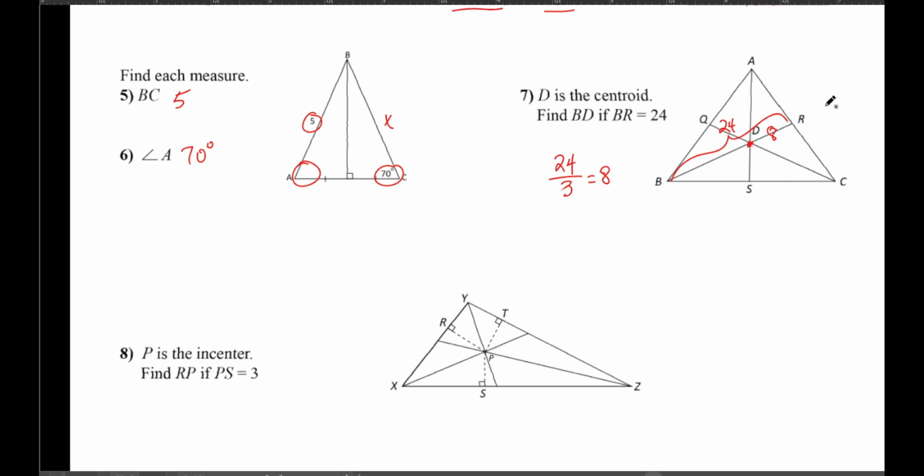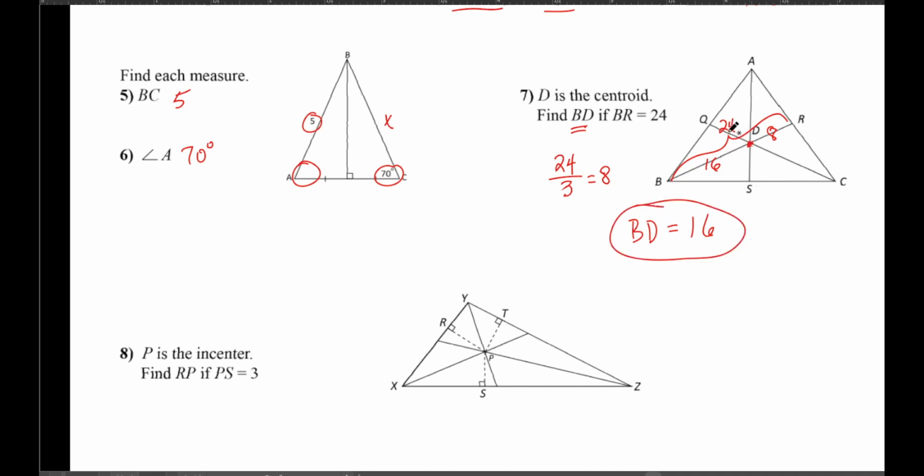Is that what they're asking for, though? No. They asked for BD, from here to here. So if I know the short part, what's the longer one going to be? Twice as big as the shorter one. So if this is 8, now you can say, okay, Bree, what is it? It's 16. So what is BD? BD is equal to 16. That's how you do it.